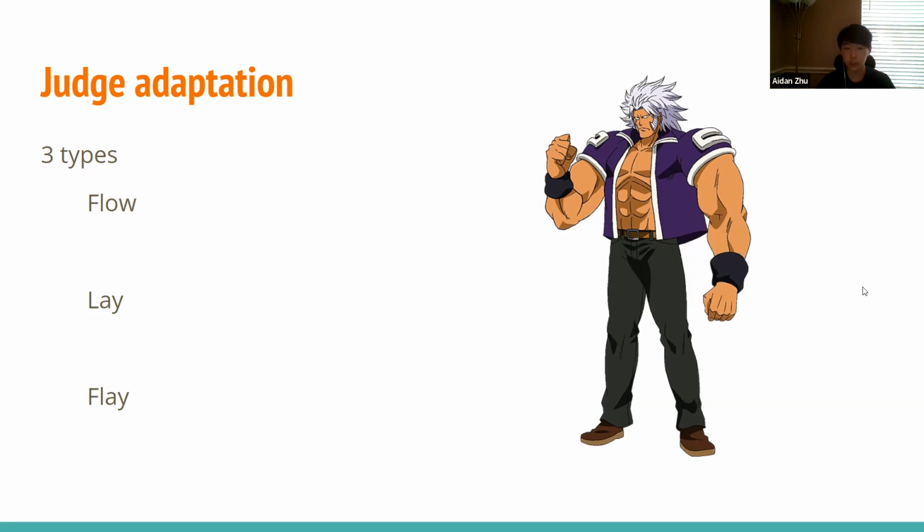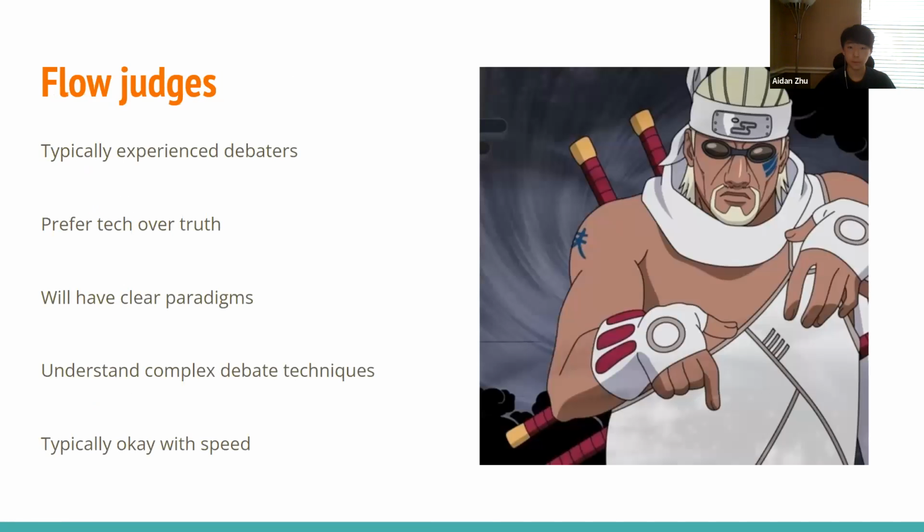For flay judges, it's anywhere between being a parent judge and being an actual debater. So there's a really wide range of what kind of flay they are. Sometimes they lean more towards lay, sometimes more towards flow, and sometimes they're really even in the middle. All right, so the first kind of judge is the flow judge.